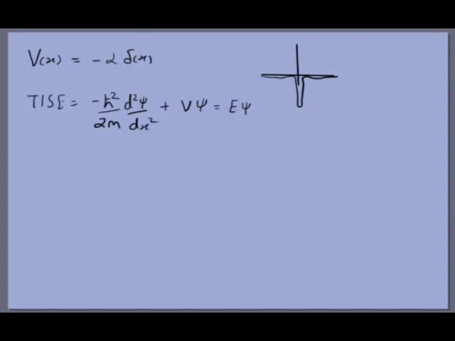So now we can just replace v by minus alpha delta x, so what we'll get is minus h bar square by 2m d2 psi by dx square minus alpha delta of x psi is equal to E psi. And this particular problem will yield both types of solutions, those with energy E less than 0, which will be bound states, and it will also give solutions for energy E greater than 0, which will be scattering states.